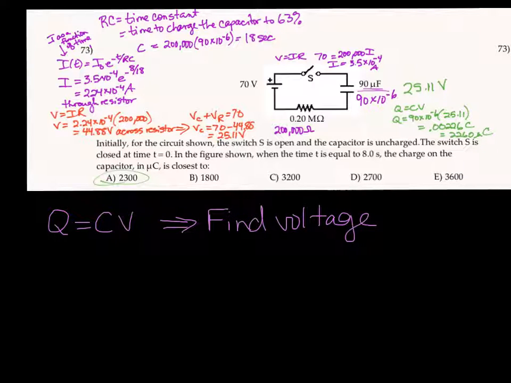Okay? So right when we close the switch, that current is going to rush on through, and you're going to have the maximum current that you're going to have. So that current is determined by our resistor right here. So we use V equals IR to find our current.